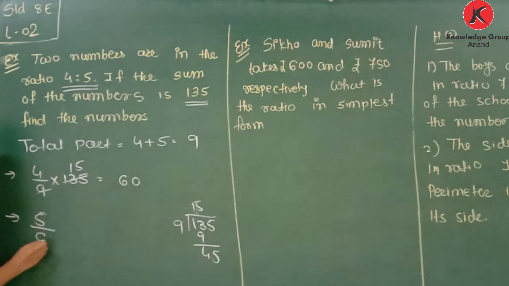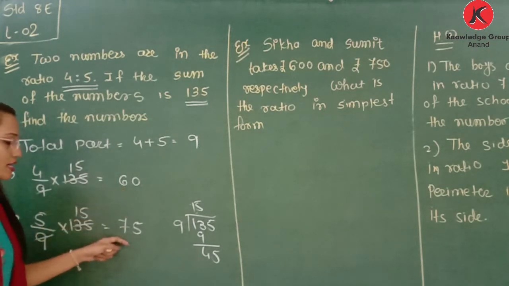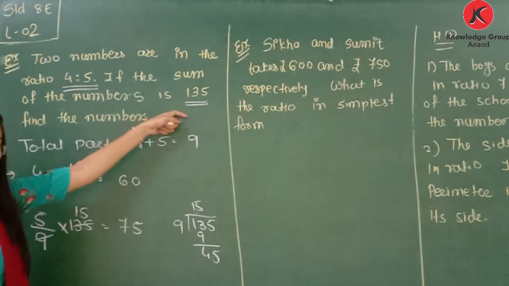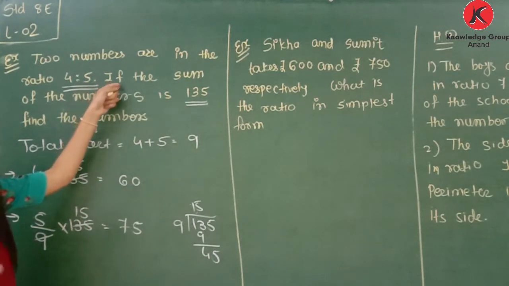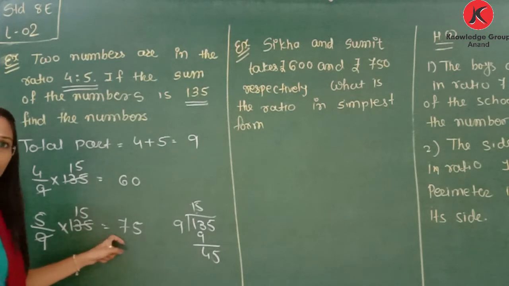Second part, that is 5 parts from 9. So it is 135 divided by 9, again 15, so 15 fives are 75. Now if you add 60 and 75, you will get 135. So 135 is divided into the ratio 4 is to 5. One part is 60 and the second part is 75. This kind of example we already solved in a previous video.